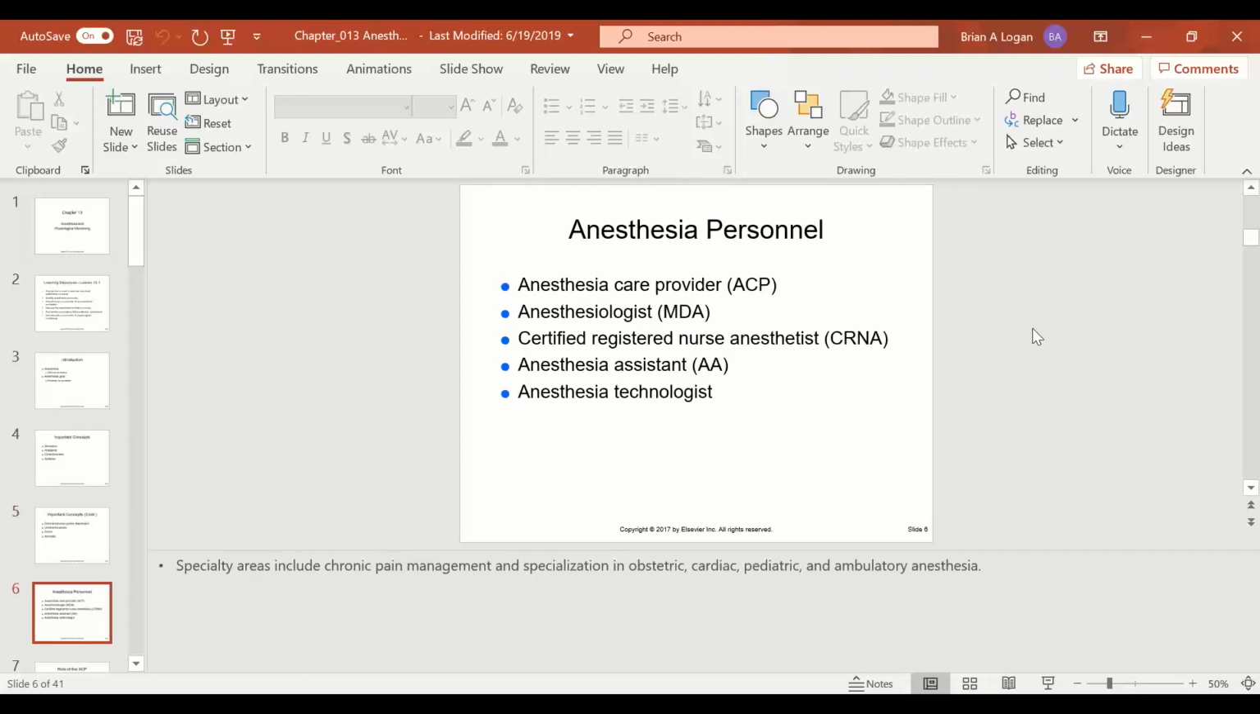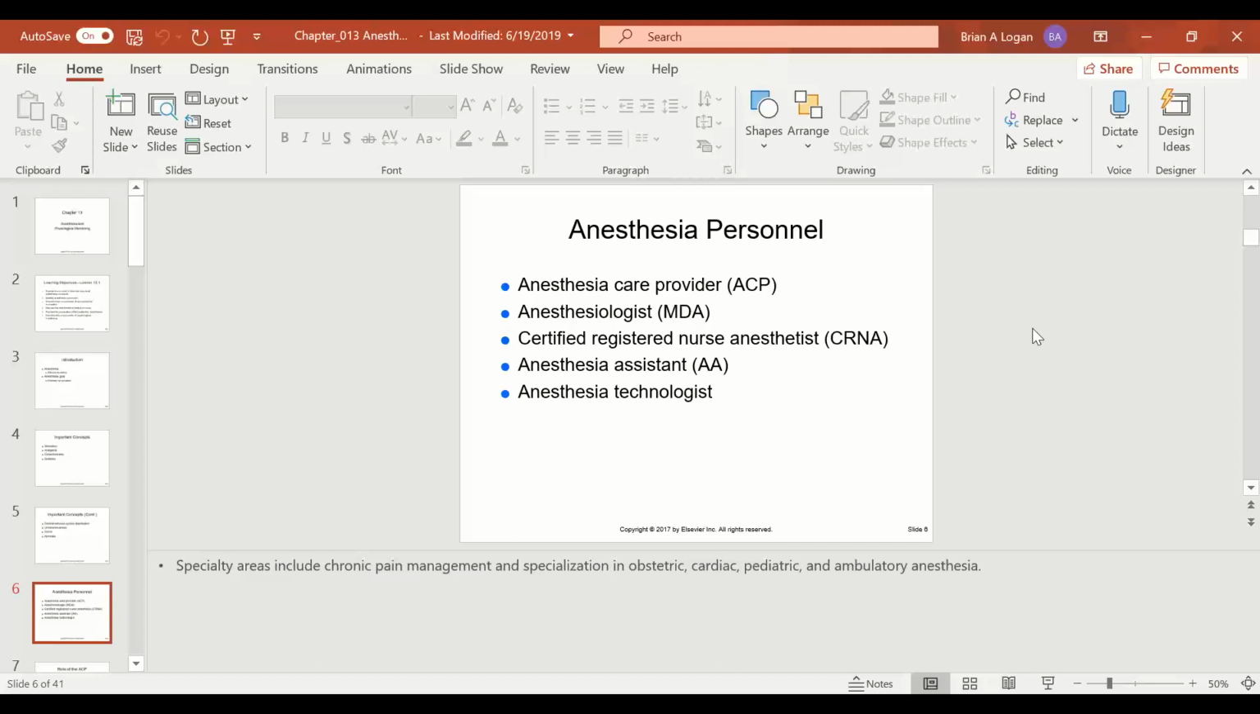So these are some of the people in and around the anesthesia department. The anesthesia department is a sub-department of the OR, but you have the anesthesia care provider, ACP. The anesthesiologists themselves, an anesthesiologist is a medical doctor.